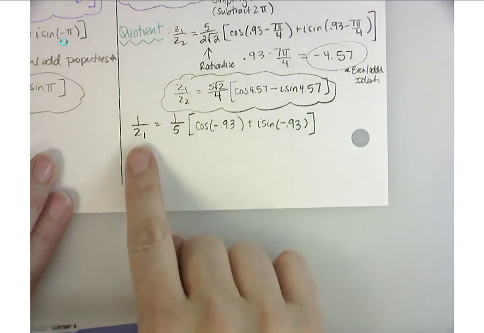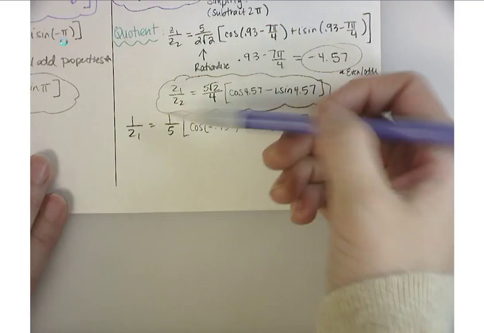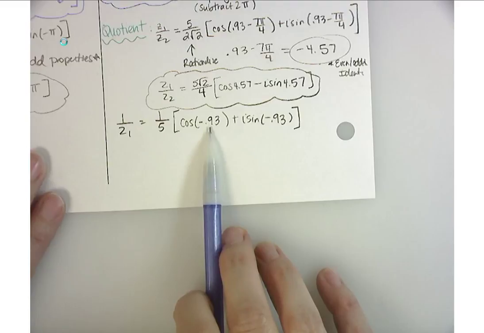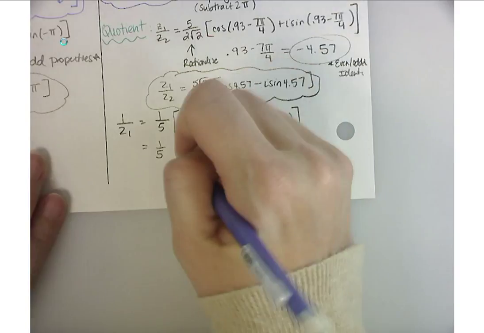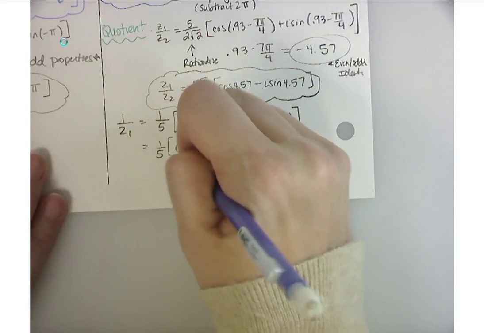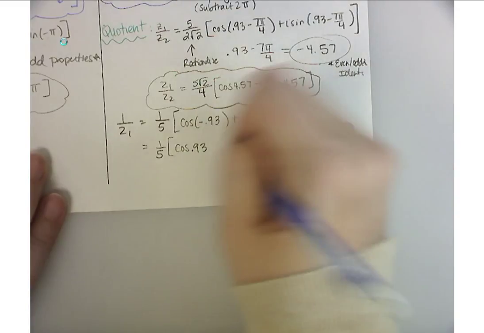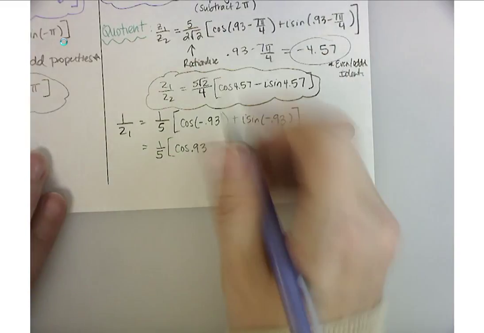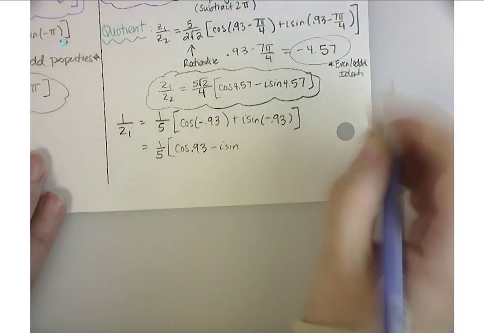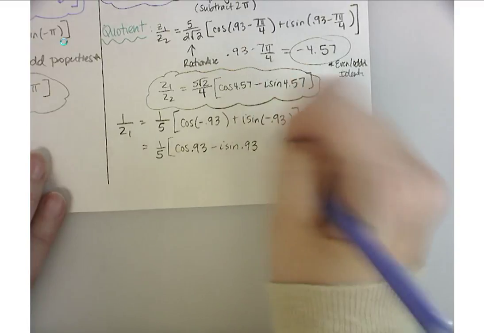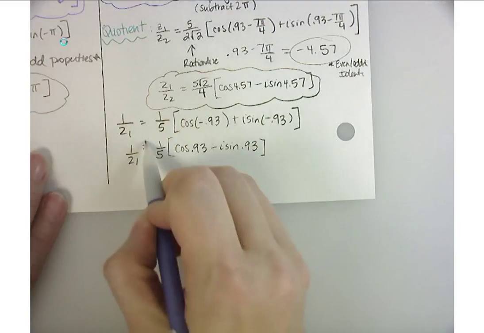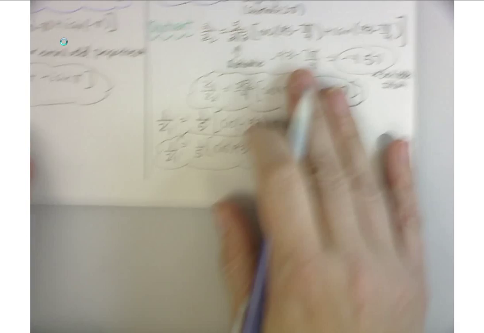Okay, and then for 1 over z sub 1, you have 1 over your r sub 1, and then remember, if you do 0 minus your value, you're always just going to get that negative value. So then you can apply your even and odd properties. This would be the cosine of positive 0.93, and then instead of plus, with the sine, the negative comes out in front to make it positive. So you should never have a negative inside here. You should always have that simplified with your even and odd identities.